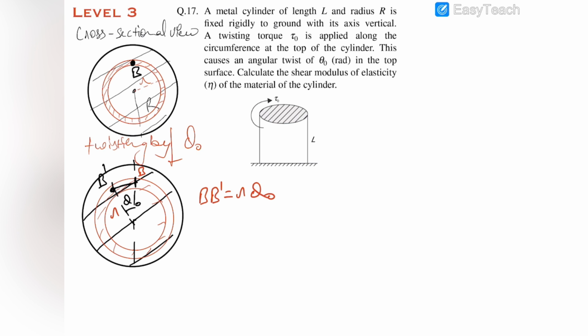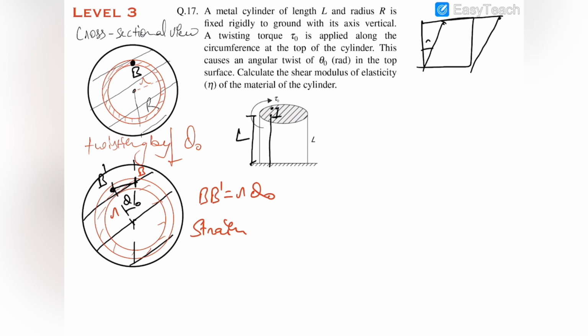And therefore we can say the strain developed, so strain in this case would be the distance moved by this point upon the length L. You can imagine it with this diagram, that when this rectangular block is deformed, the strain which we use is x upon L. So the x in this case is r theta and the length is L. So strain is r theta naught by L.